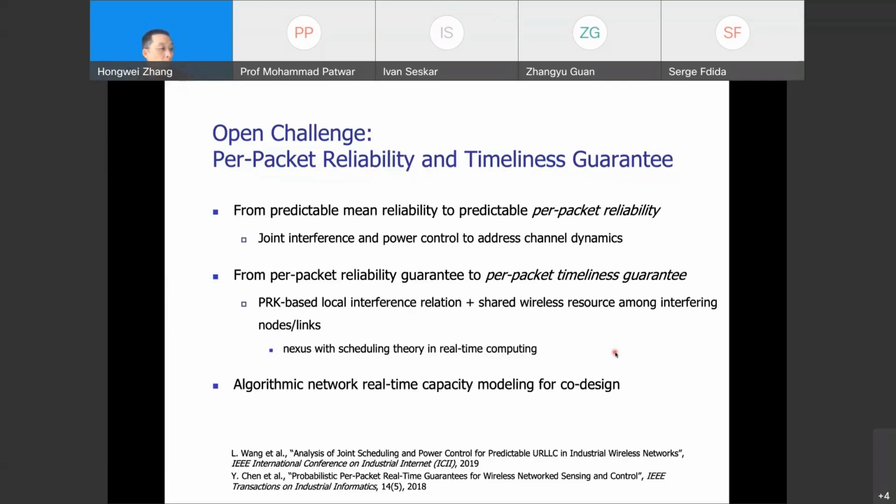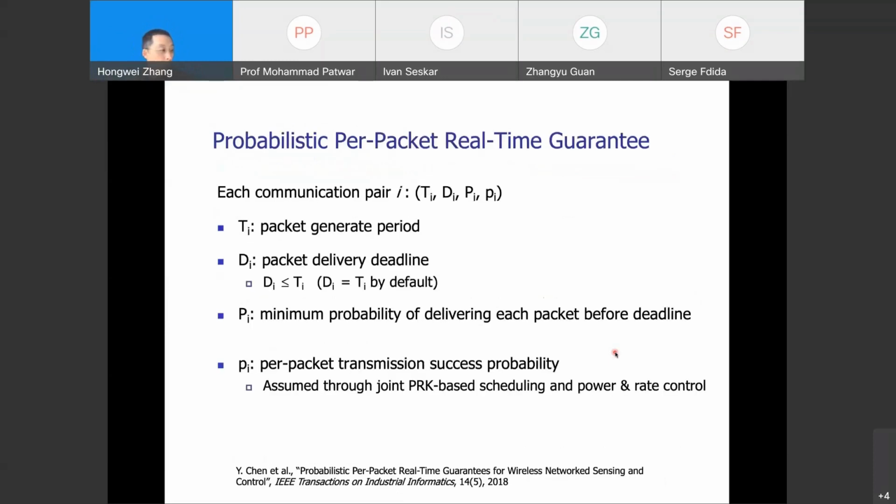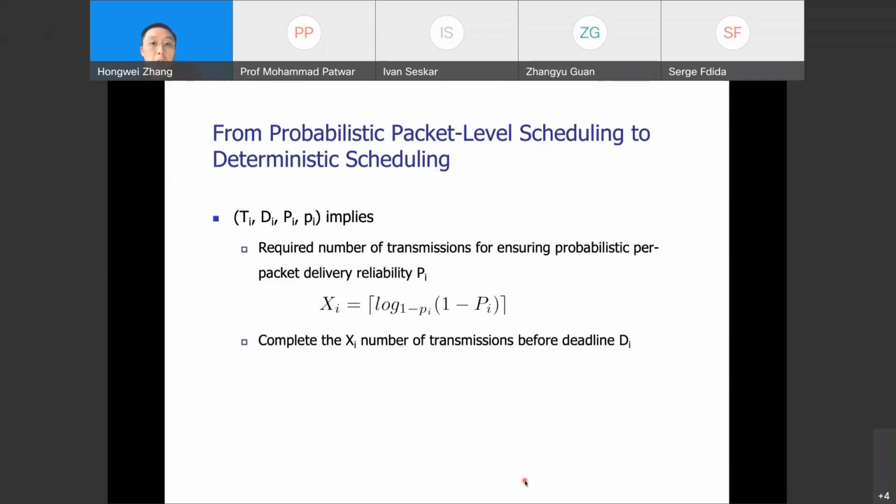So I have prepared some slides where I was hoping to share some notes about some of the structure as far as real-time scheduling is concerned, how you can ensure probabilistic per-packet real-time guarantees. But since the session is behind schedule, I'm going to skip some of the details. Folks interested, you can look at this article, and I'll be happy to chat in more detail offline.